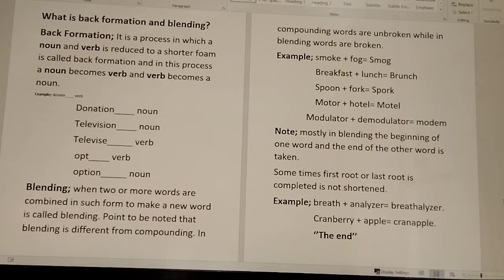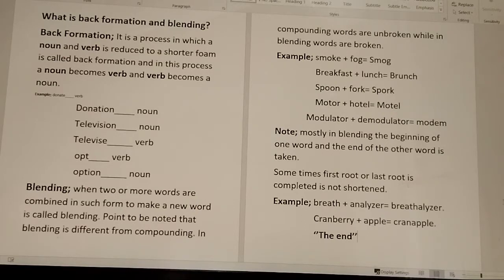And the second example, like television. It was a noun, now it became a verb, televise. And the third example, opt. It was a verb, now it became a noun, so it is option now. There are many other examples, like emote. It was a verb, it became emotion, so now it became a noun. And the second example, like babysit. Babysit is a verb, but now it became a noun, babysitter.